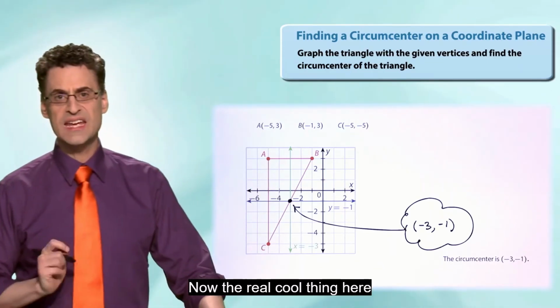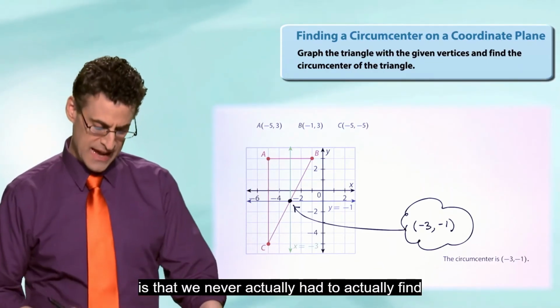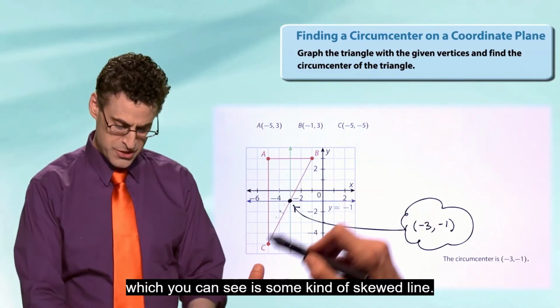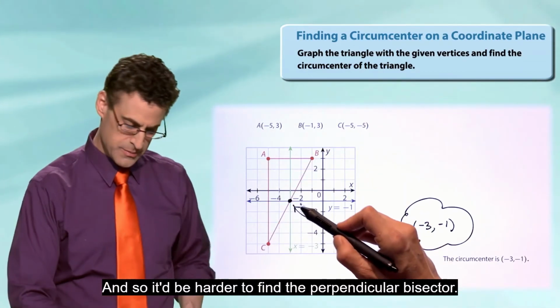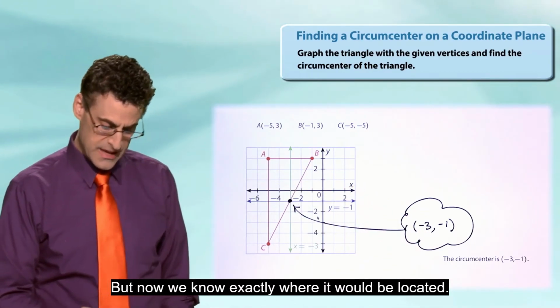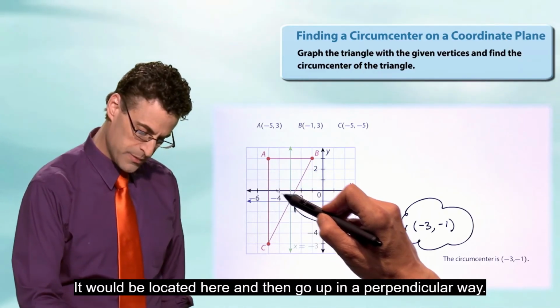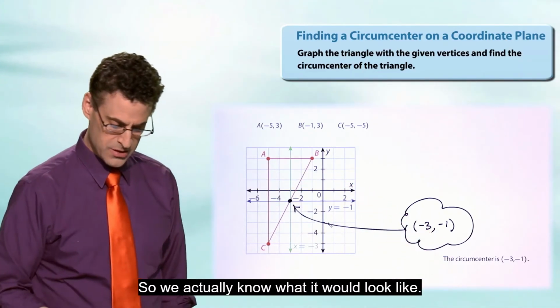Now the real cool thing here is that we never actually had to find the perpendicular bisector of CB, which you can see is some kind of skewed line, and so it'd be harder to find the perpendicular bisector. But now we know exactly where it would be located. It would be located here and then go up in a perpendicular way. So we actually know what it would look like.